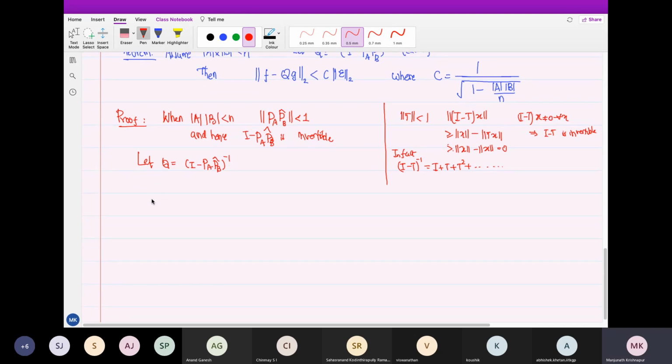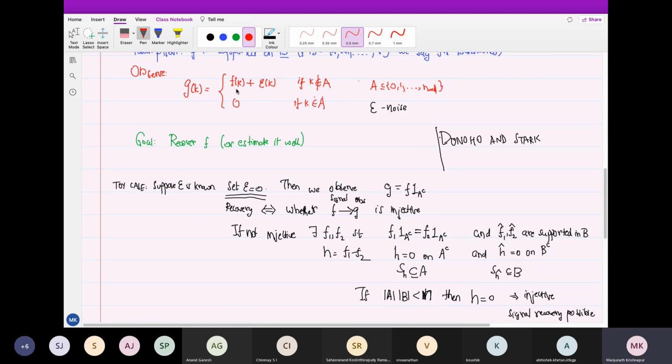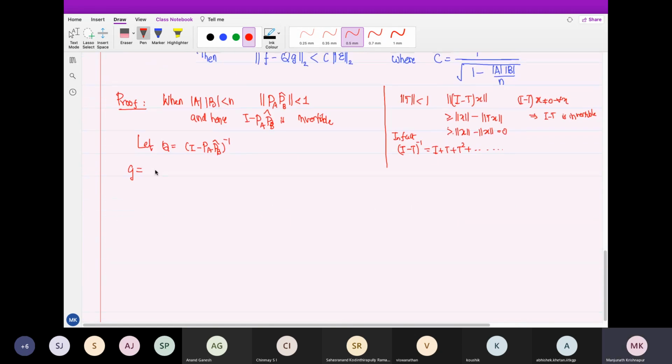So what is F minus QG? That is the question. First, what is G? Note that G can be written as PA of F plus epsilon. Or epsilon can be set to 0 outside, so you can write PAF plus epsilon. Let me write PAF. Epsilon is anyway 0 outside of A.